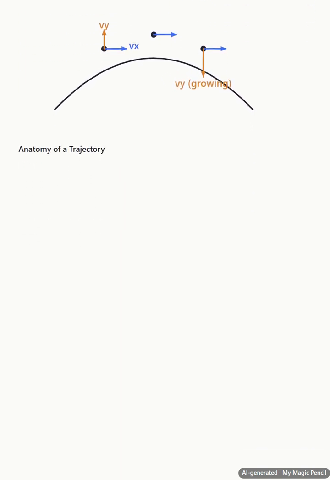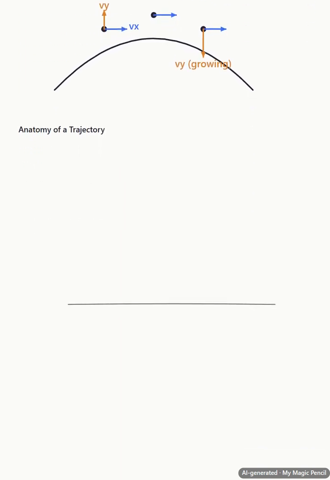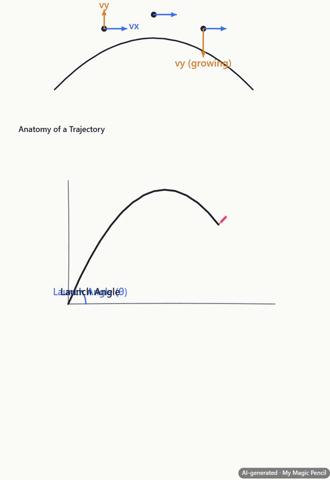Now, let's trace the physical path itself, the trajectory. When a projectile is launched, its path is always a perfect mathematical parabola. It all starts here, with the launch angle, which dictates how much of our initial speed goes into fighting gravity versus covering ground.